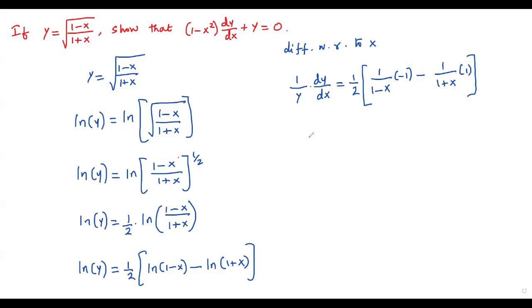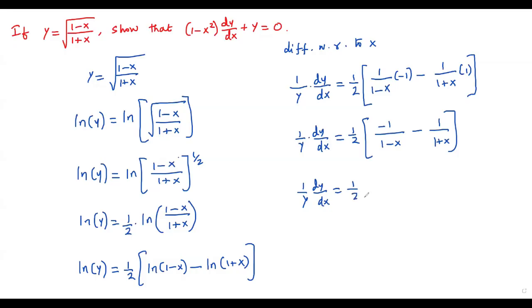1 over y times dy over dx equals 1 over 2 times. When I multiply this 1 and negative 1, I'm just getting negative 1 over 1 minus x. Negative 1 times 1 is 1 over 1 plus x. Then we get 1 over y times dy over dx equals 1 over 2. Now we have to simplify this expression.